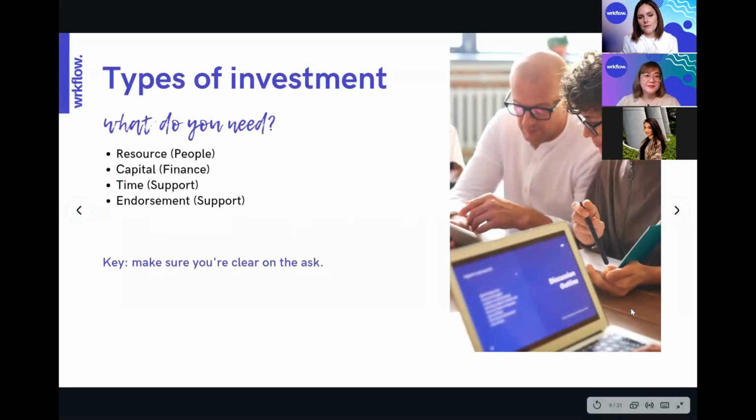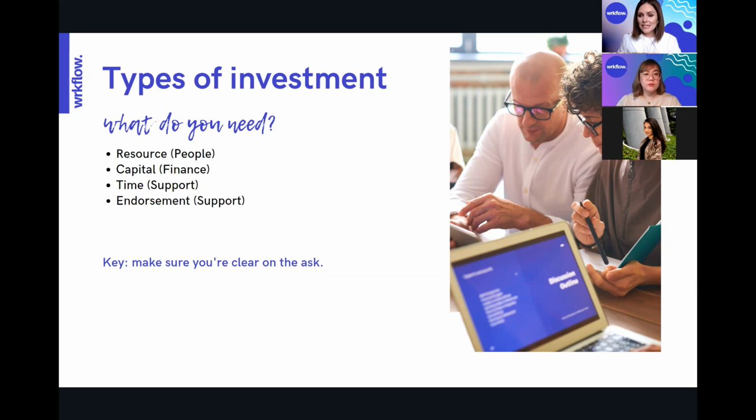So what are the different types of investment that we talk about? So resource is really key. You need people to deliver on your project. So being really clear on the kind of resource and the number of resources you need is pretty important. The second is capital. So what is the money that you need? What do you need to be able to purchase software or consulting services or whatever else it is that you need? Again, being really clear on what that investment looks like, both in the short term and in the long term, if, for example, you're looking at subscription-based software, and the list goes on.